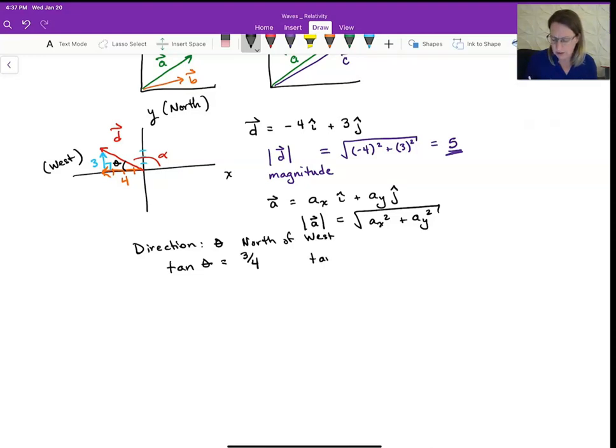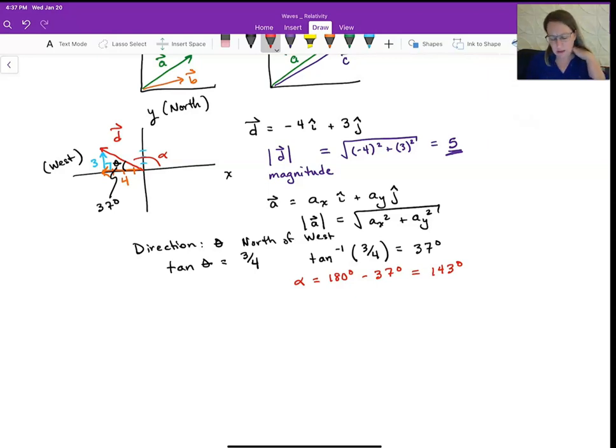So this is the arctangent, or on your calculator, tangent to the -1 of 3 over 4, and that is 37 degrees. Okay, so this angle right here is 37 degrees. So we can say it's 37 degrees north of west. Or we can recognize that the angle alpha is going to be 180 degrees minus 37 degrees, or 143 degrees. So that's another way to do it.